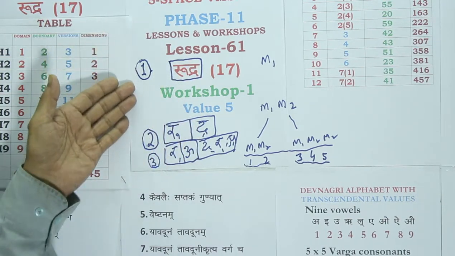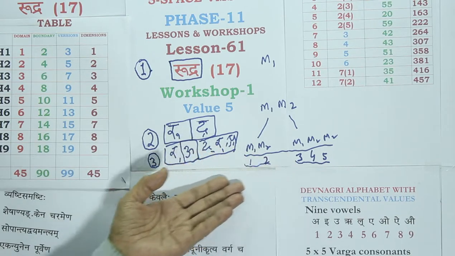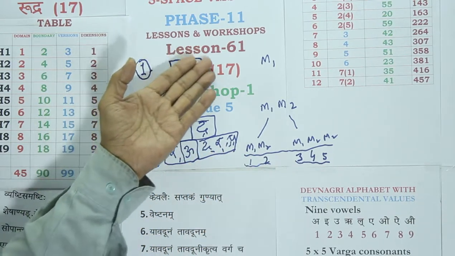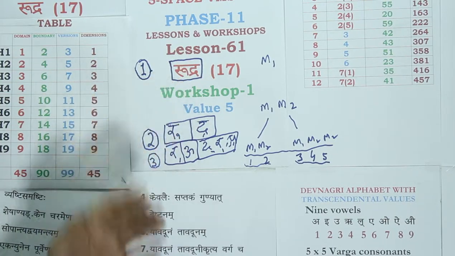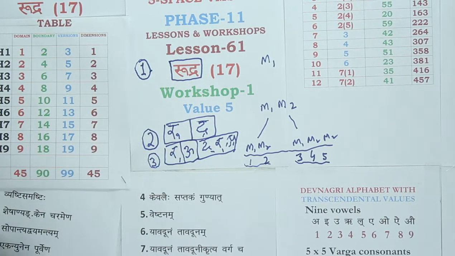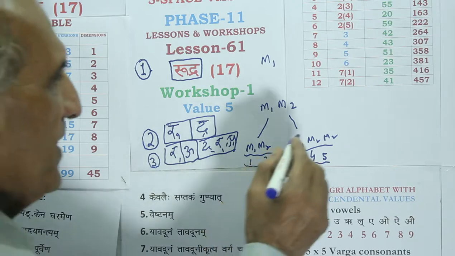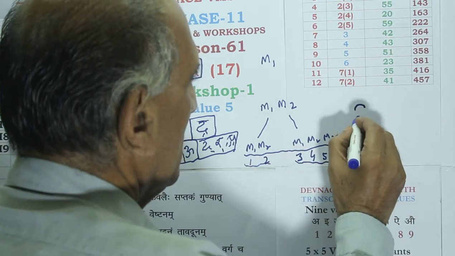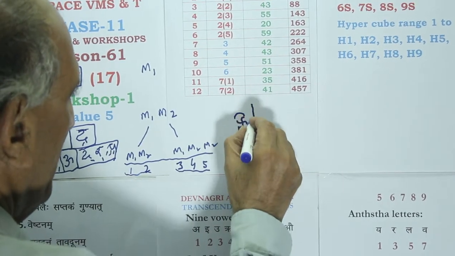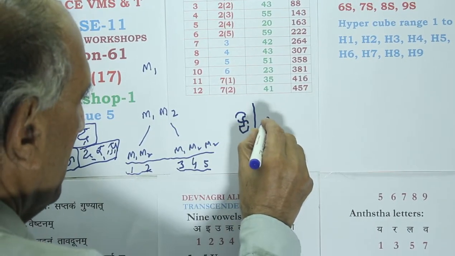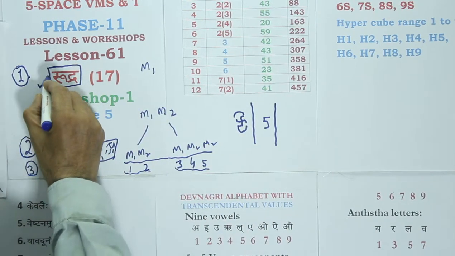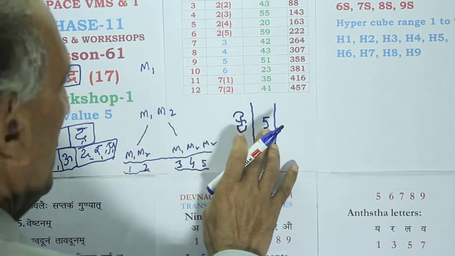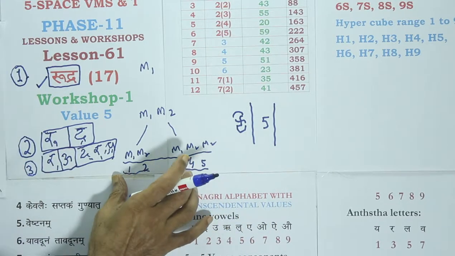It is this internal unfolding and refolding process of this formulation which deserves to be comprehended well. Now let us see that the 5 space is availing value 5. The formulation Rudra as well is availing value 5 as 5 letters.